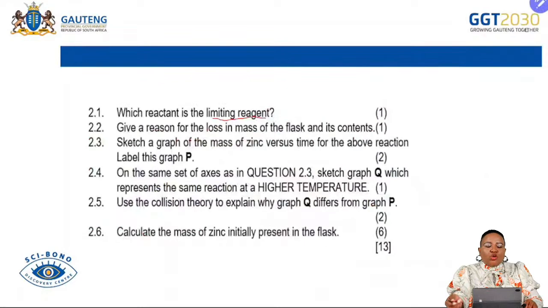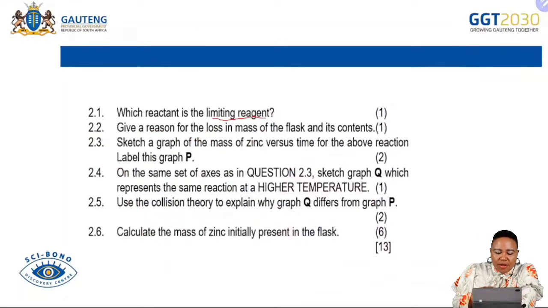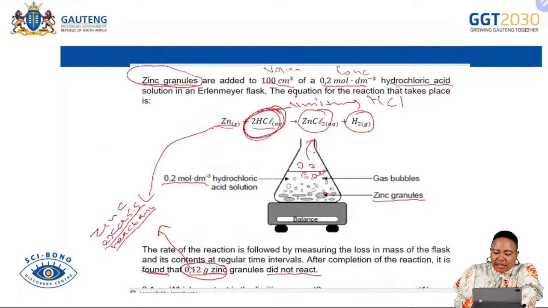So it is very important to read the entire question for you to understand what it is that you are dealing with. It says, give a reason for the loss of mass of the flask and its content, and is for 1 mark. Now, from the statement, we were told that as they were measuring, there was a loss of mass on the flask and its content at regular intervals. So it means there was a change in mass and the mass was decreasing. So the question is, what is the reason for the decrease in mass?